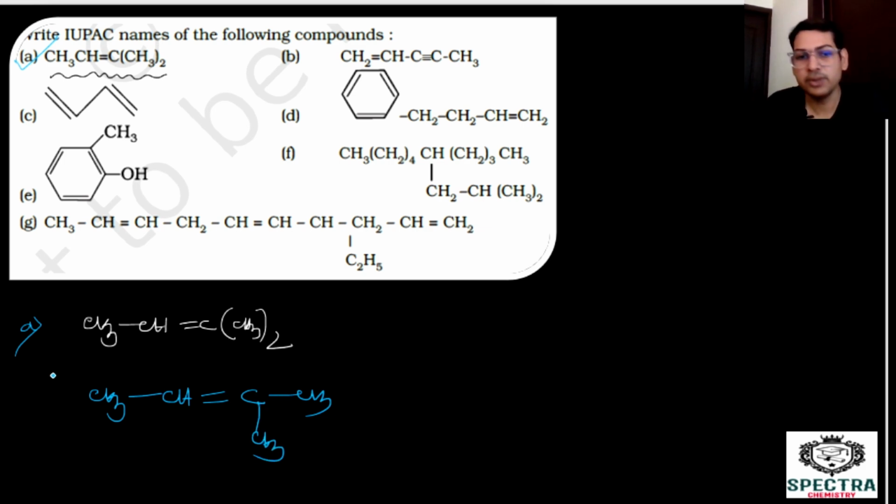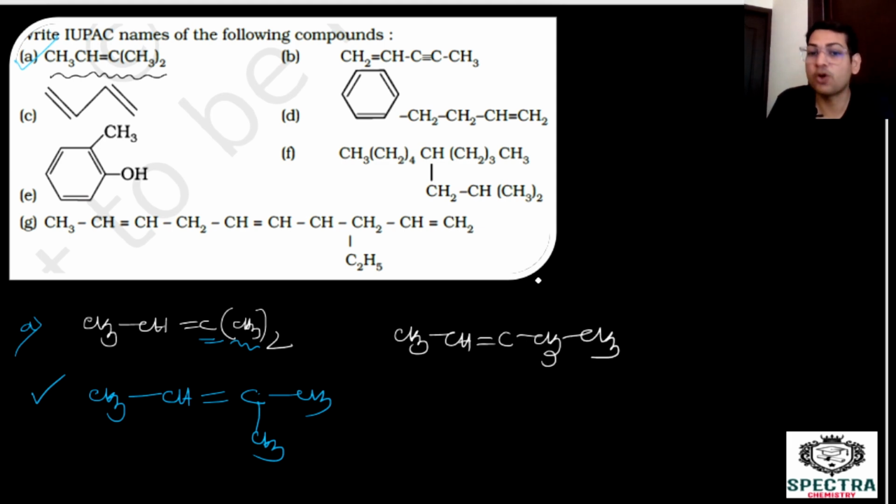This is the correct way of writing, because (CH3) whole 2 with this carbon means both the CH3 are bonded with the carbon. We have to understand that. It is not like CH3 CH double bond C CH3 CH3, because then this CH3 is directly bonded with the carbon, which is not a problem, but this other CH3 is not directly bonded; it is actually bonded to the methyl. So this is the wrong approach.